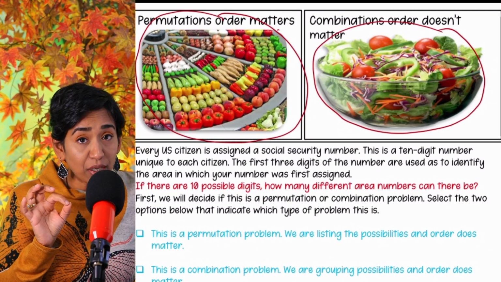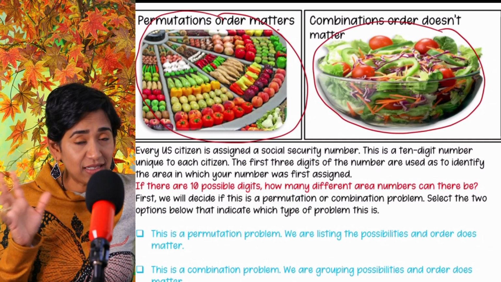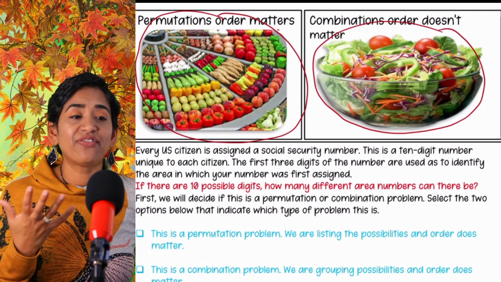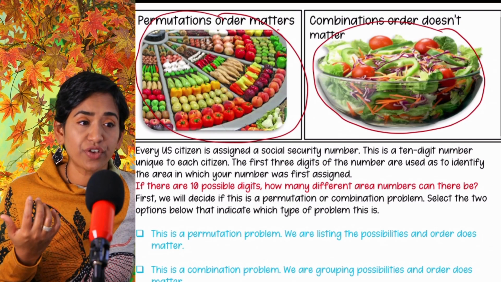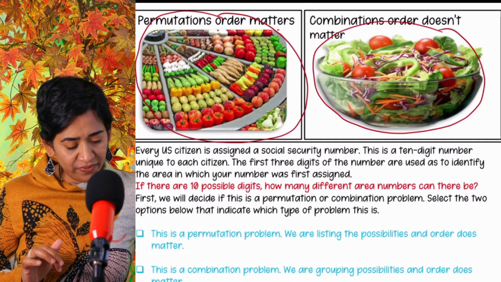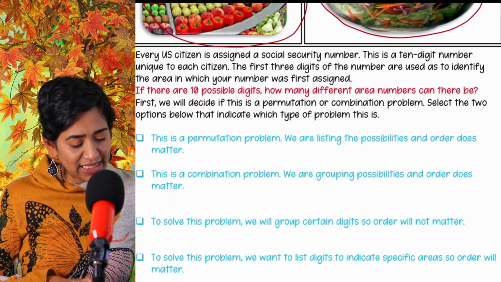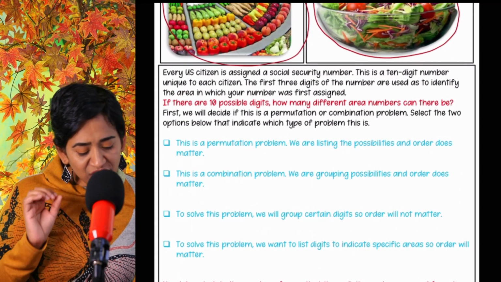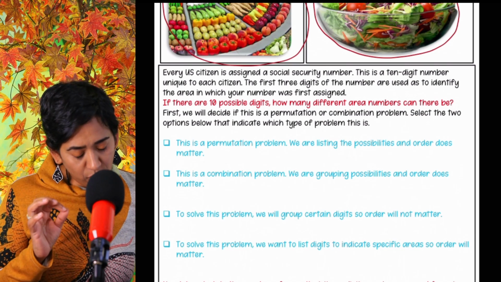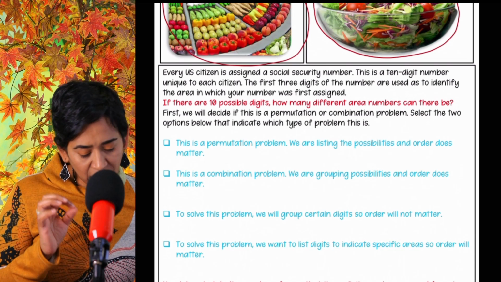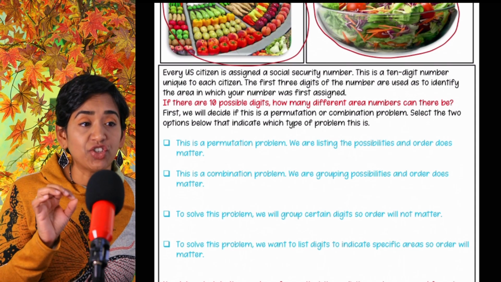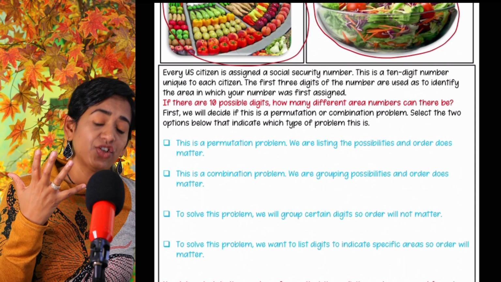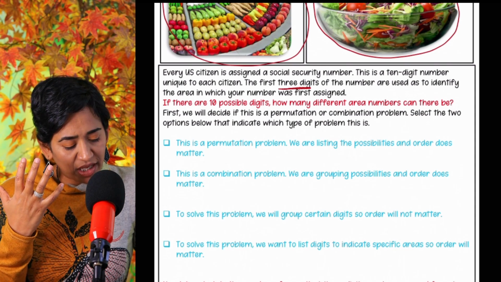So this is a 10-digit number, right? Unique to each citizen. So the arrangement matters. The first three digits of the number are used to identify the area in which your number was first assigned. I didn't know that. Now what are they asking us? Let's see. If there are 10 possible digits, how many different area numbers can there be? Remember, only the first three digits tell me the area number.